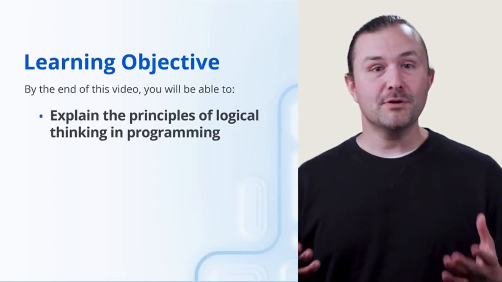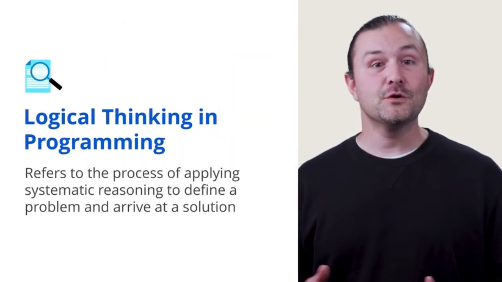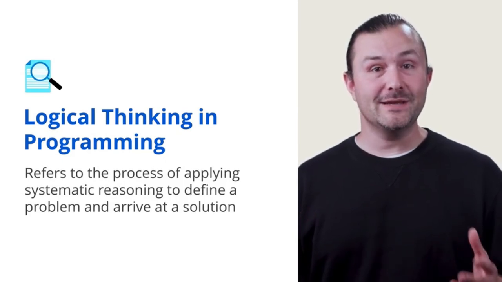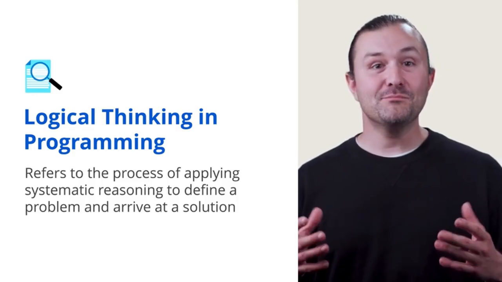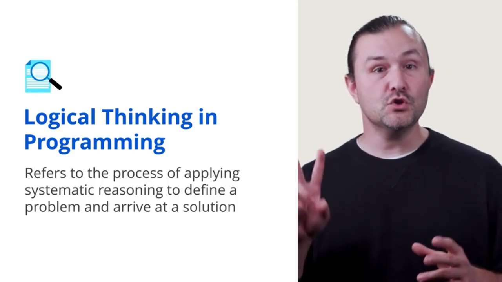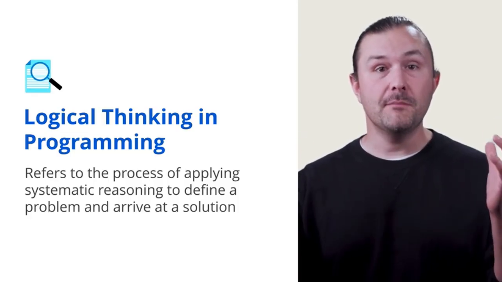Imagine you're trying to solve a puzzle. You have all the pieces, but putting them together requires careful thought and a step-by-step approach. Logical thinking in programming works in the same way. In this video, we will explain the principles of logical thinking in programming. Logical thinking in programming refers to the process of applying systematic reasoning to define a problem and arrive at a solution. Within the context of programming, developers most frequently use two primary logical thinking skills: deductive reasoning and problem decomposition.